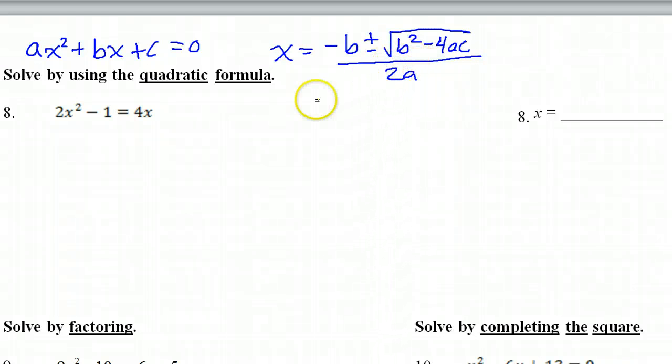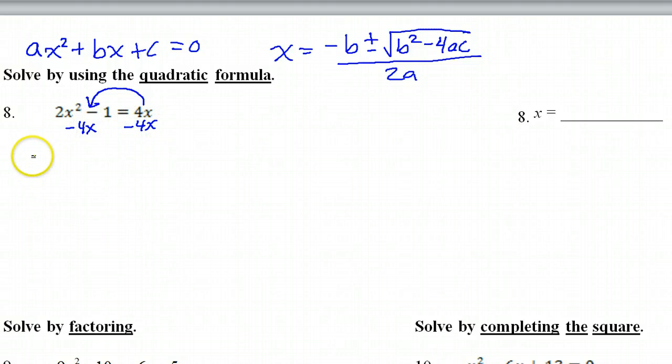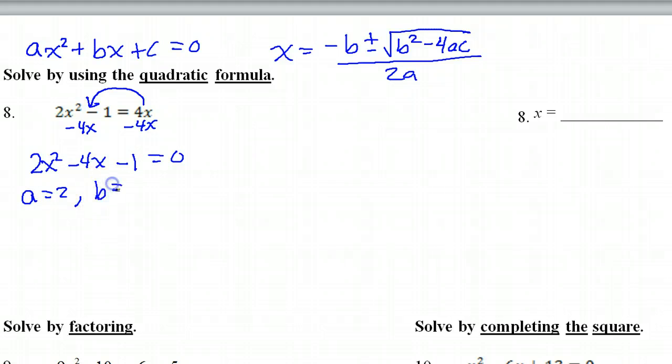There's a quadratic formula. Now this problem is not in standard form, so this 4x needs to get over into the middle. We can make that happen by subtracting 4x from both sides. So that's going to give me 2x squared minus 4x minus 1 equals 0. That means that a is 2, b is negative 4, and c is negative 1.